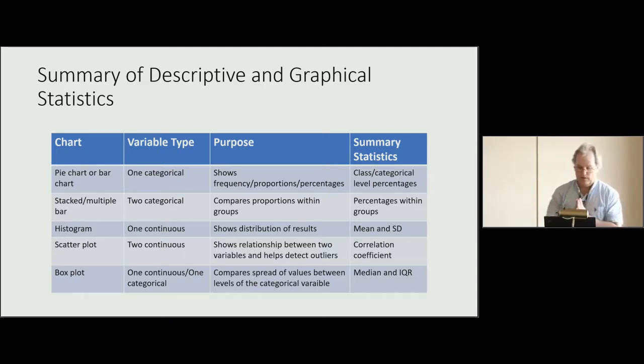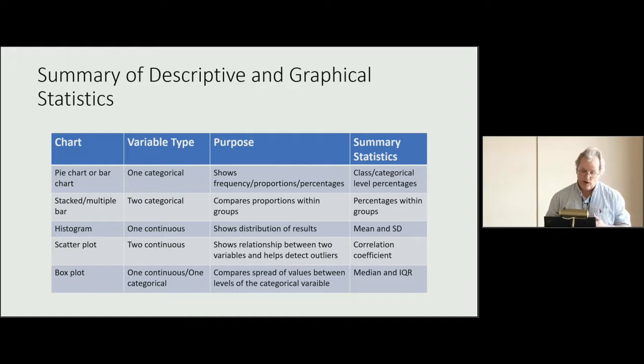So here's a summary, this table is a summary of the different descriptive and graphical statistics. I'm sure we're all familiar with this. You know, the bar chart. If we have one categorical variable and we use a bar chart, this shows the frequency, so the percentages and the proportions among the different class levels. If we have 2 categorical variables, we use a stacked or multiple bars. This is used to compare percentages or proportions within the groups.